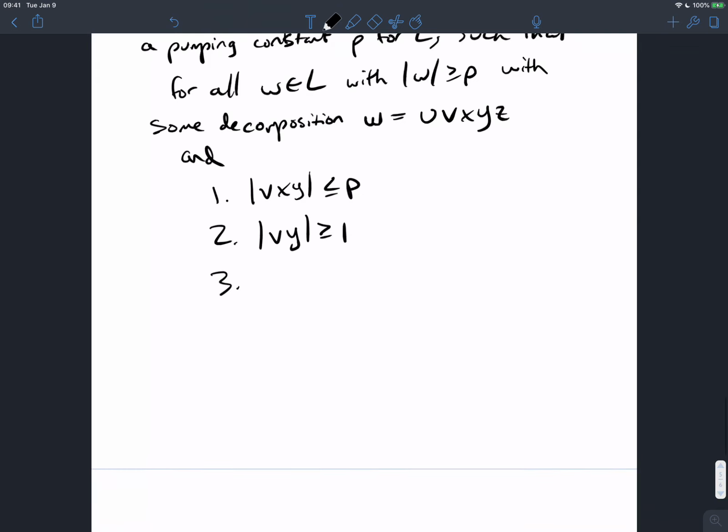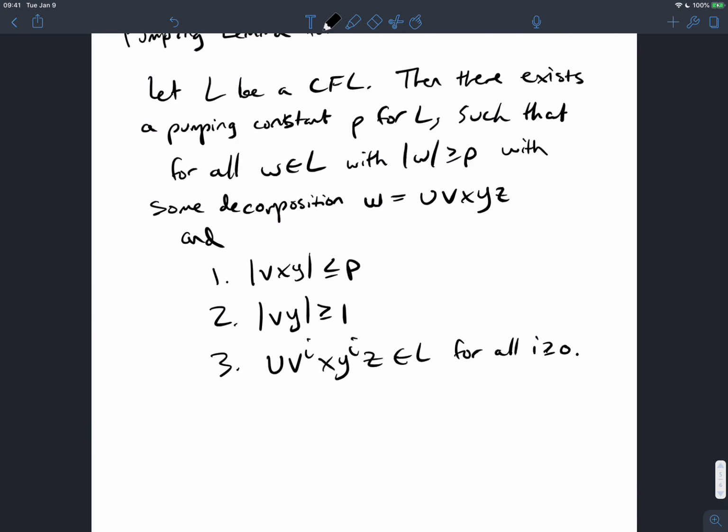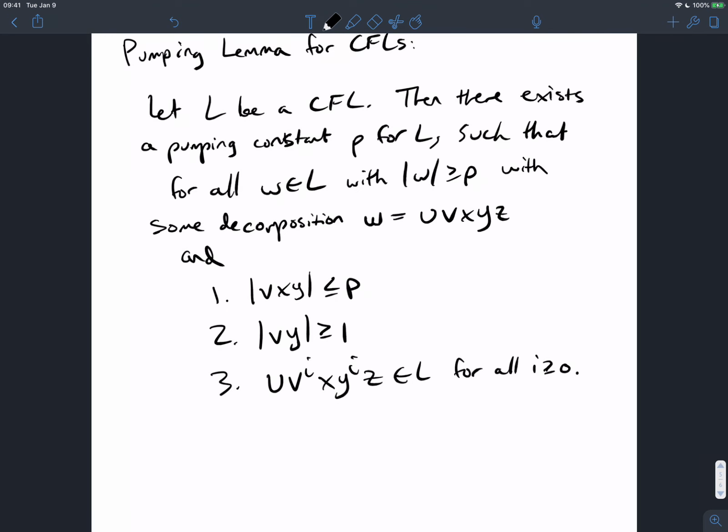And then at the very beginning, we saw that if we pump the V and the Y pieces at the same time in the same number, then we'll always get a parse tree for that string, i.e. it's always in the language. So that means that U, V to the i, X, Y to the i, Z is in L for all i. So it's very, very analogous. But the only difference here is that we have 5 pieces instead of 3.